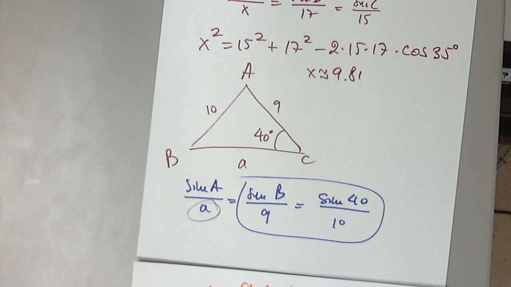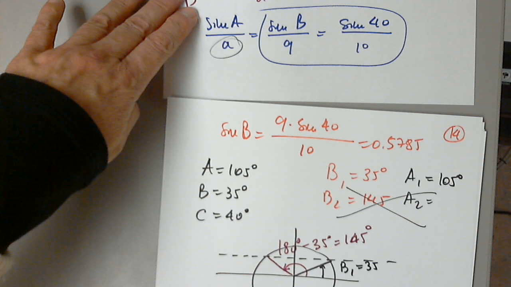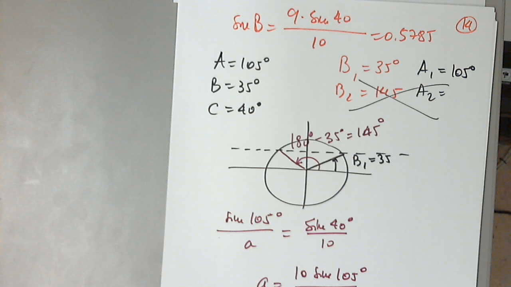Okay, so finally we want to determine the lowercase a. From sine 105 degrees over a equals sine 40 degrees divided by 10, a will be 10 sine 105 degrees over sine 40. With a calculator, I'll determine this: 10 sine 105 divided by sine 40. So we got that a is approximately 15.03.